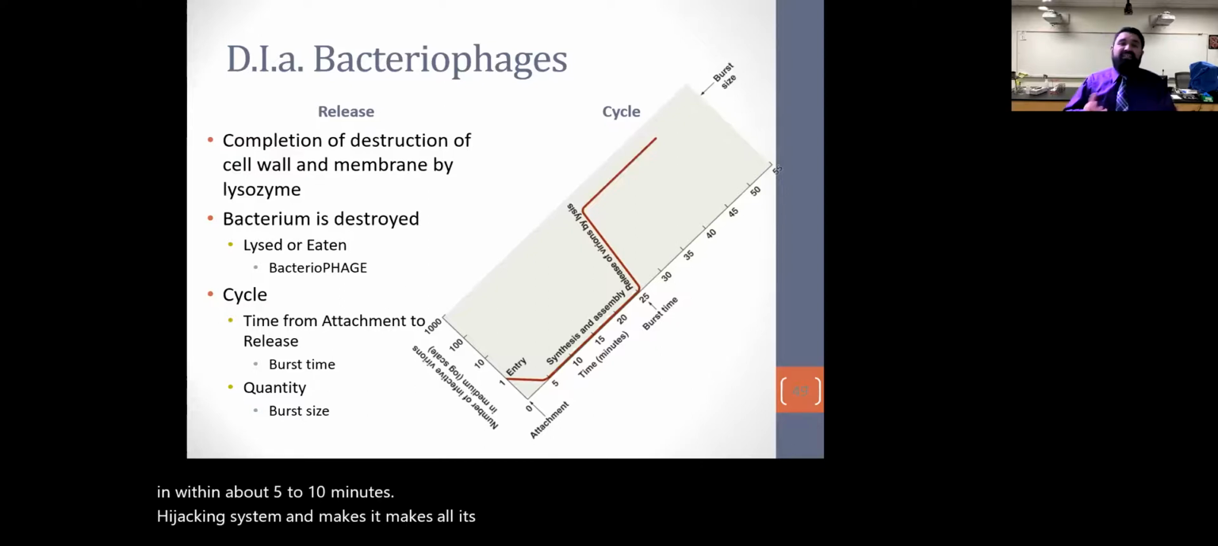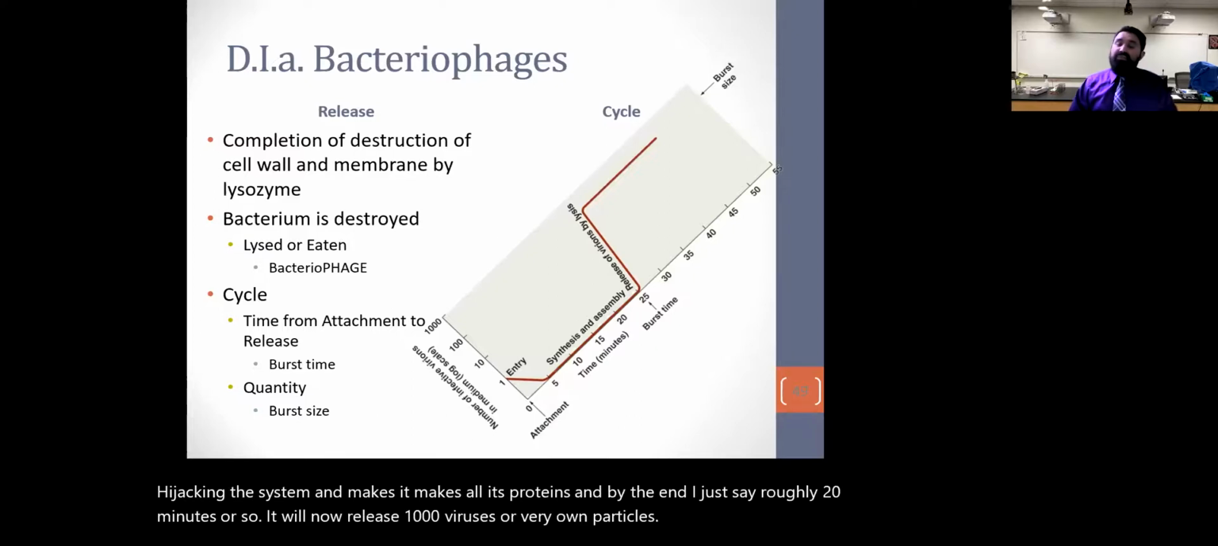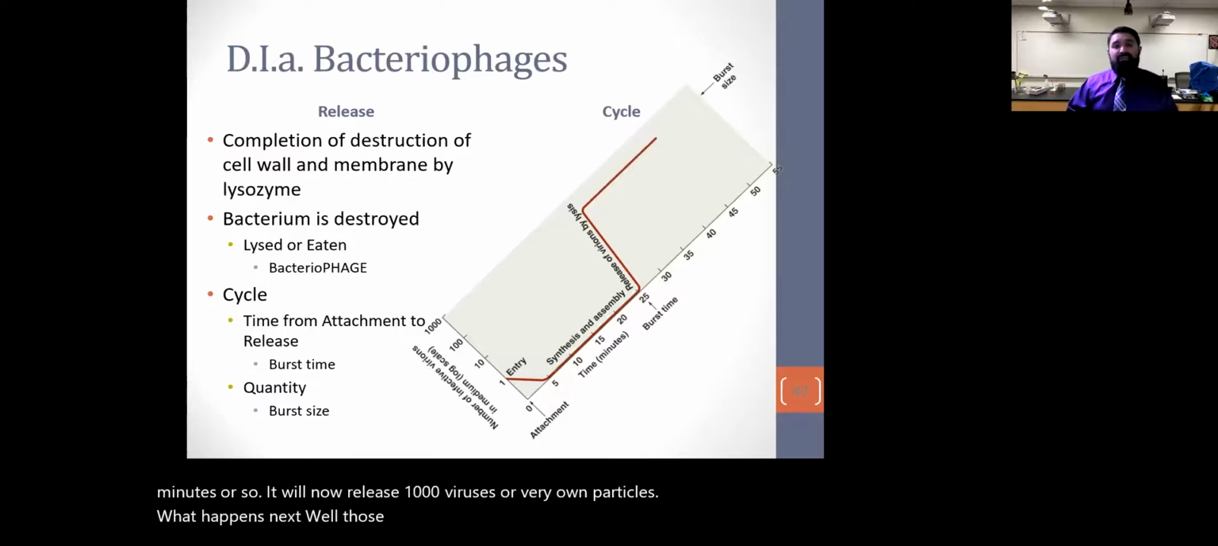And by the end of roughly 20 minutes or so, it will now release 1,000 viruses or virion particles. Well, what happens next? Well, those 1,000 virions will now go and infect 1,000 cells, so 1,000 host cells. Well, then what happens, as you can probably start getting an idea behind that?